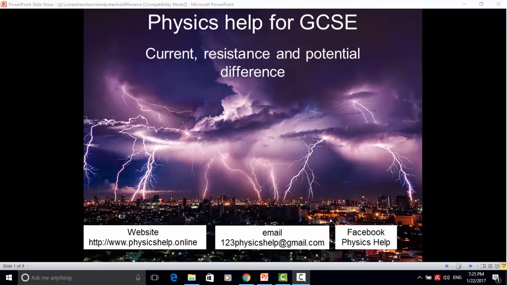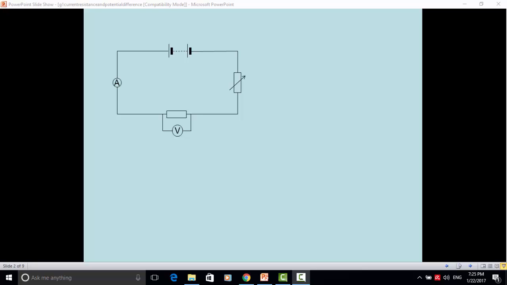Current, resistance and potential difference. Here we have a circuit to investigate the properties of a resistor. We have the resistor here, with a voltmeter in parallel with it, an ammeter in series, a battery made up of 2 or more cells in series, and a variable resistor, so we can vary the current through and the potential difference across the resistor we're investigating.